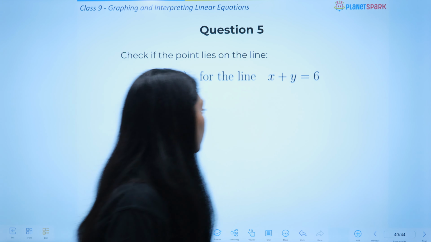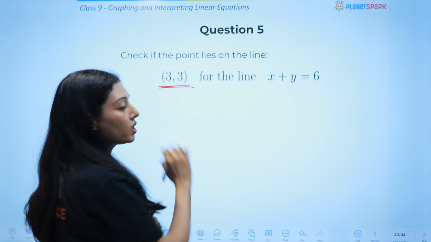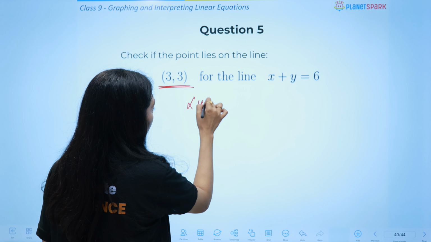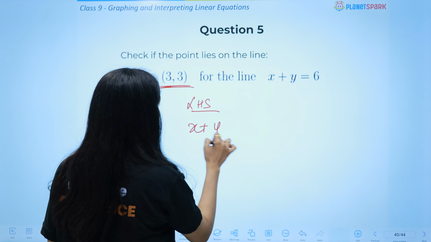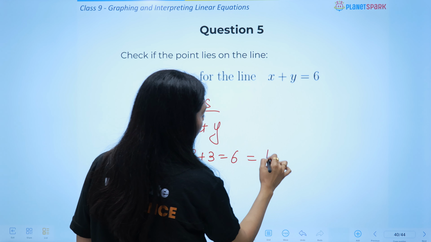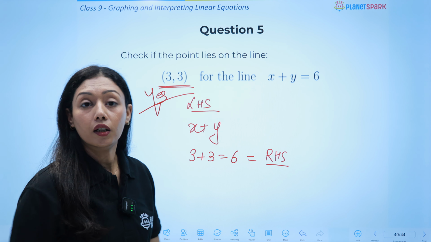Okay. Next one. Check if the point (3, 3) lies on the line. How do we check it? We will substitute in the equation. So let's take the left hand side, that is x plus y. X is 3, y is 3. 3 plus 3, that is 6. And that is equal to the right hand side, everybody. So yes, it lies on the line.